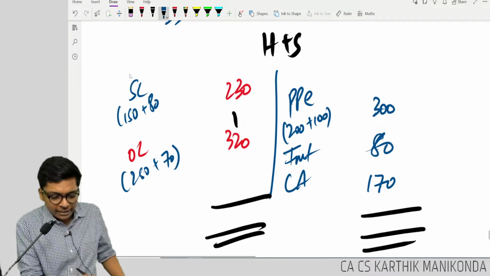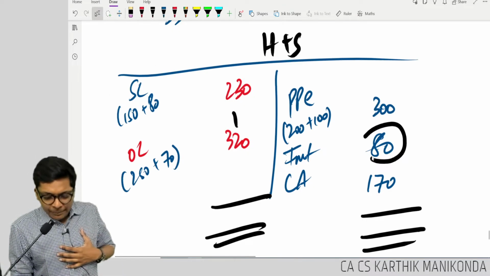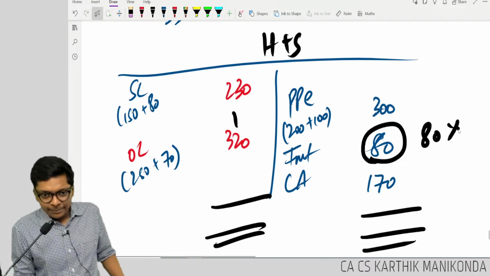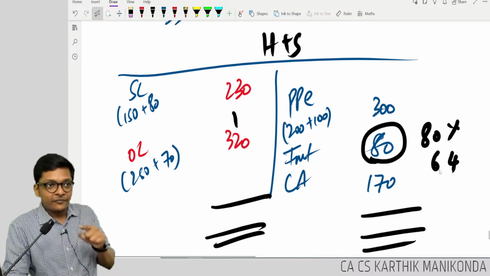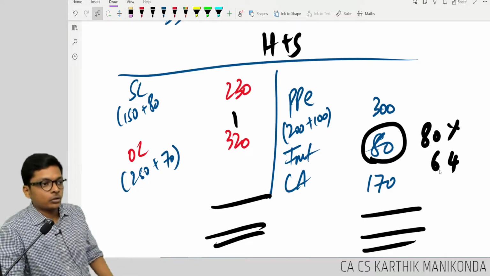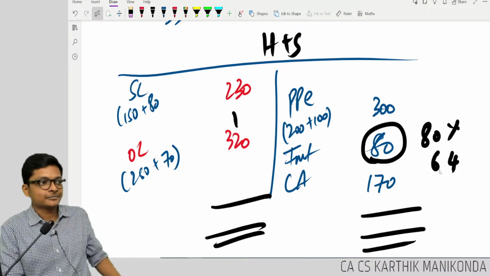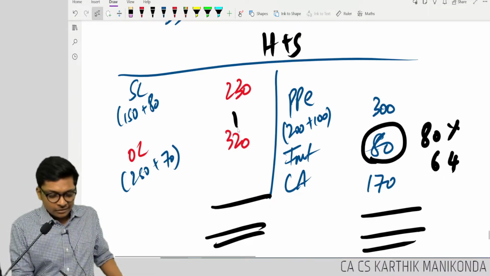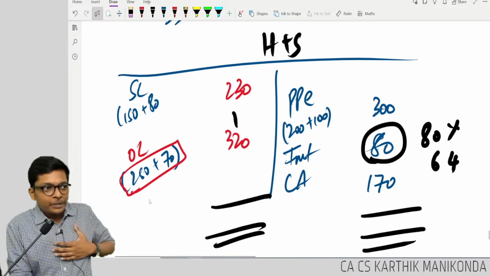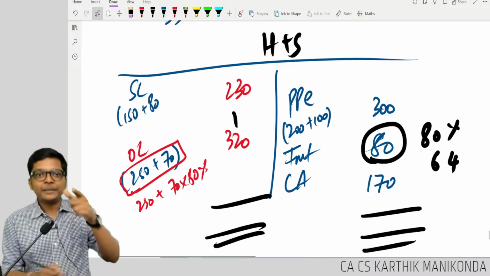What is the challenge over here? If you see, if you do this, I paid 80 to buy only 80%, which is 64. That means 80 represents 64. Correct? So, first of all, addition itself is wrong. How can I add 250 plus 70 when what belongs to me is only 250 plus 70 into 80%?